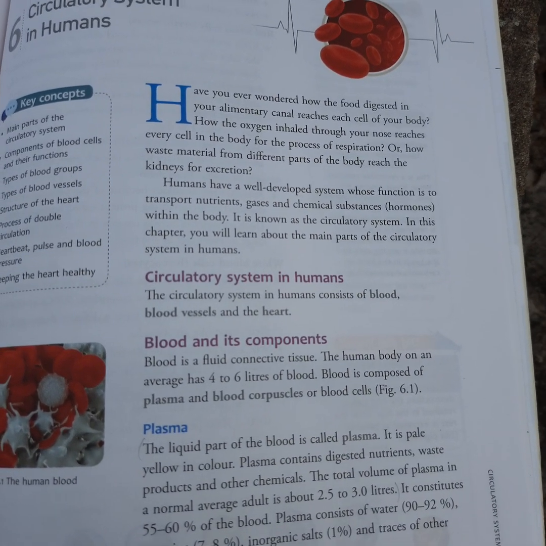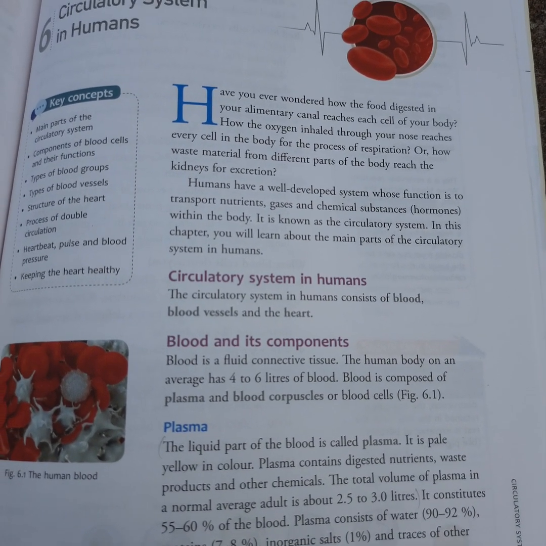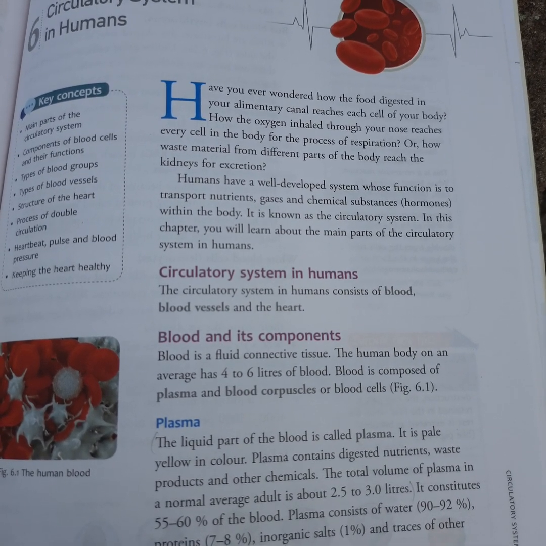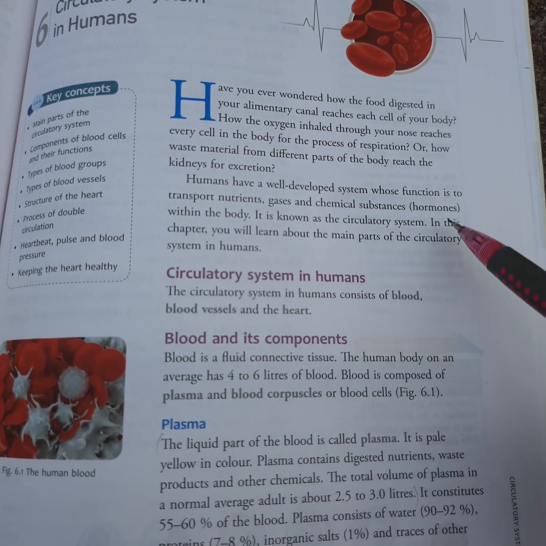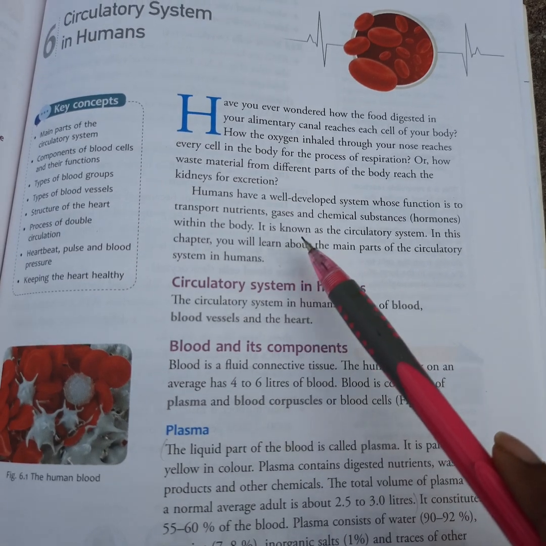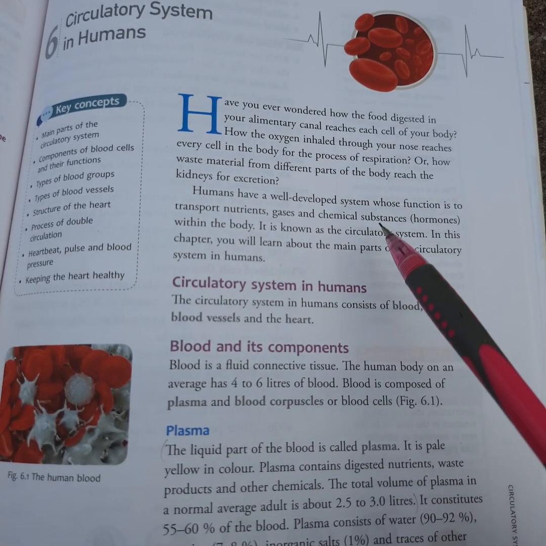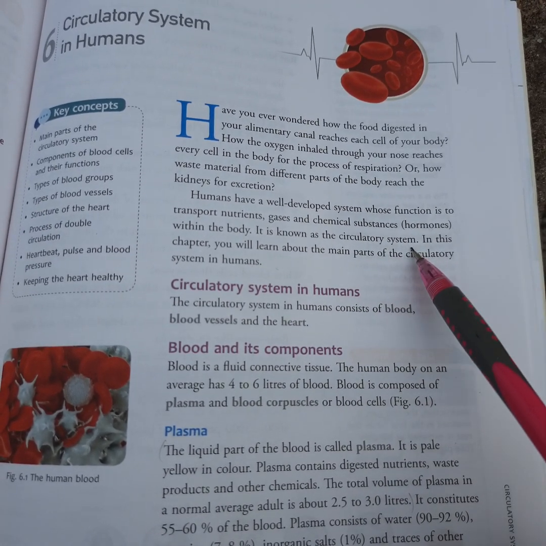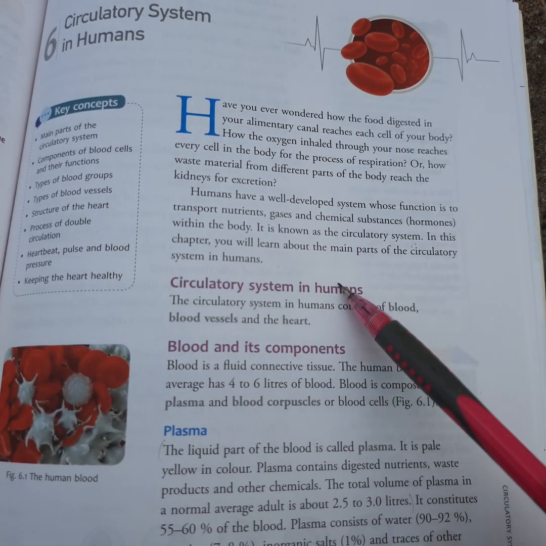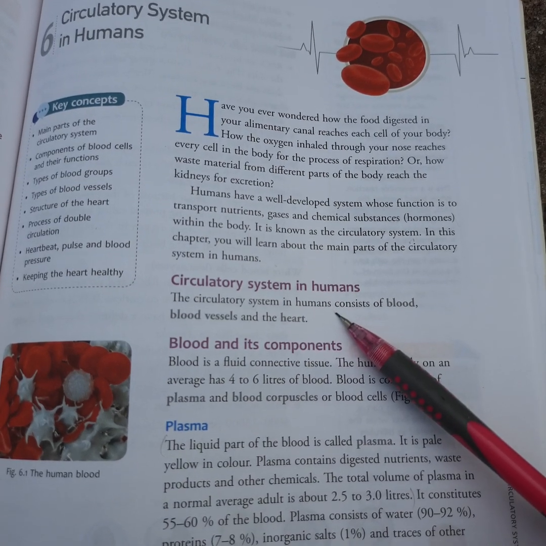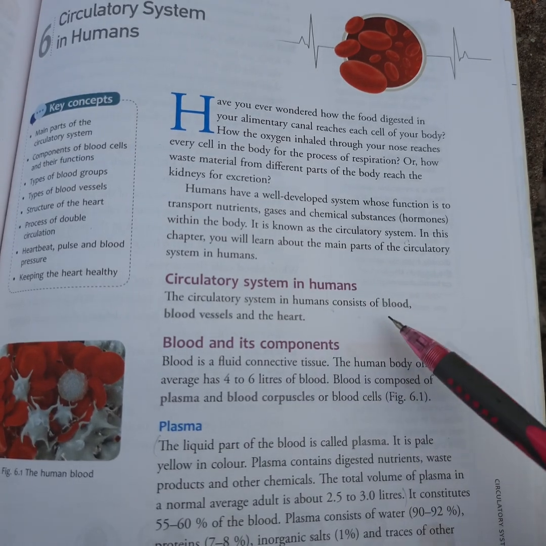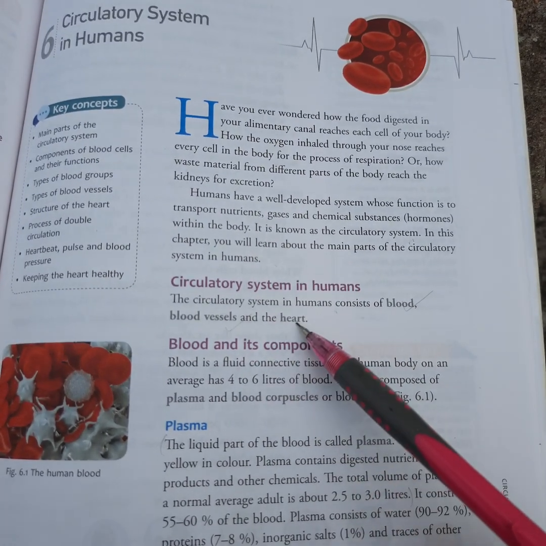So humans have a very well developed system whose function is to transport nutrients, gases, chemical substances, and hormones within the body. These things are done by the circulatory system. It is known as the circulatory system. In this chapter we will learn about the main parts of the circulatory system. The circulatory system in humans consists of blood, blood vessels and the heart.